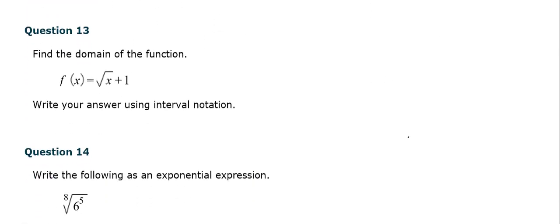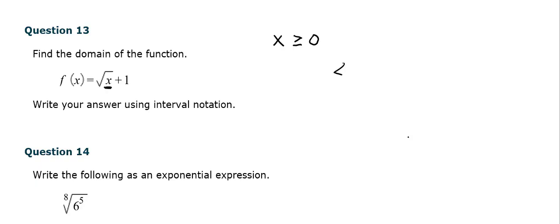So now we're going to revisit domain again. And here we're asked to find the domain of the function f of x equals the square root of x plus 1. So the plus 1 is on the outside of the radical. So the restriction to this problem is just the radicand. Remember, the value underneath the square root cannot be negative. So we always set the radicand greater than or equal to 0, which means not negative, and then we solve. Well, this is already solved for us. So our domain would be the values of x that are greater than or equal to 0.